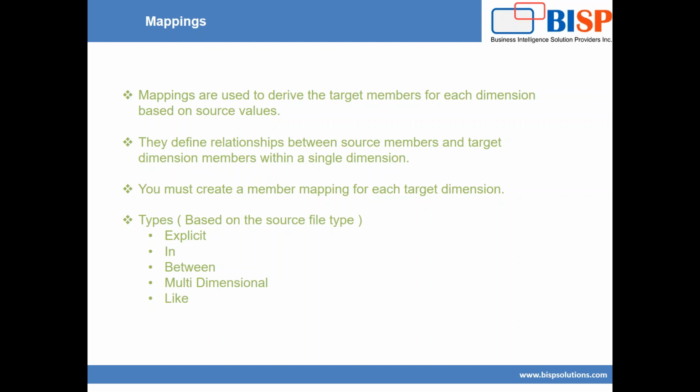So let's say I will have different sets of mappings for account, different sets of mappings for entity, and so on. And here in the mappings, you say that this is the source and this is the target. Based on this information, your data gets translated. Okay, so there are 5 types of mapping in FDMEE. They are explicit, in, between, multi-dim, and like. All of these are important. Explicit is a one-to-one mapping, while the rest of the others are known as wildcard mappings. We'll be discussing them in great detail in our regular classes.